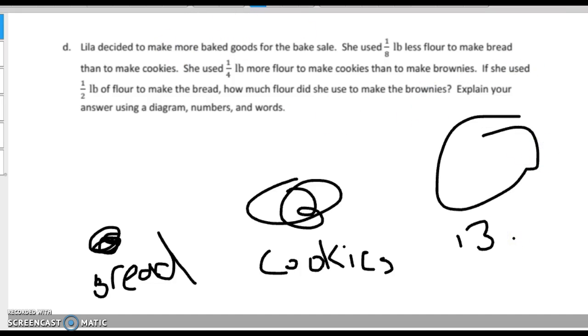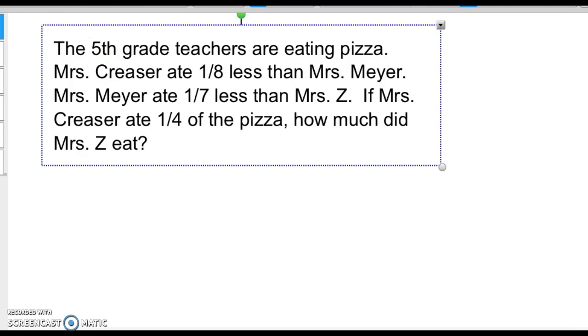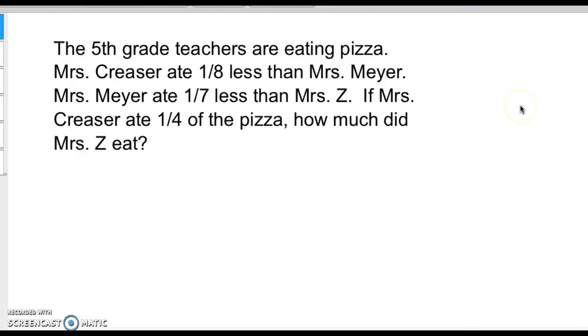Let's look at a similar problem. Fifth grade teachers are eating pizza. Mrs. Creaser ate an eighth less than Mrs. Meyer. Mrs. Meyer ate a seventh less than Mrs. Z. If Mrs. Creaser ate a fourth of the pizza, how much did Mrs. Z eat? So Mrs. Creaser ate the least. Mrs. Meyer ate more than her, but Mrs. Meyer ate less than I did. So I ate the most pizza.